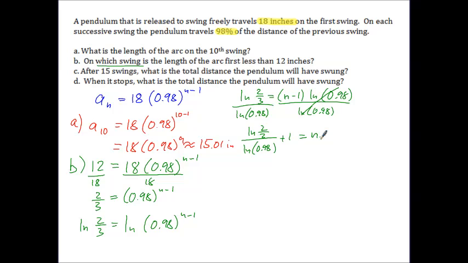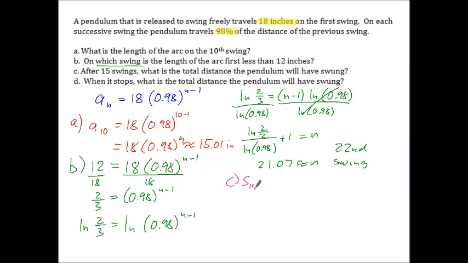And punching that into your calculator, you get 21.07 is approximately n. That means that after the 21st swing, so essentially on the 22nd swing, the arc is less than 12 inches. Moving on to part C. After 15 swings, what is the total distance the pendulum will have swung? So we are looking for the sum of 15 swings.